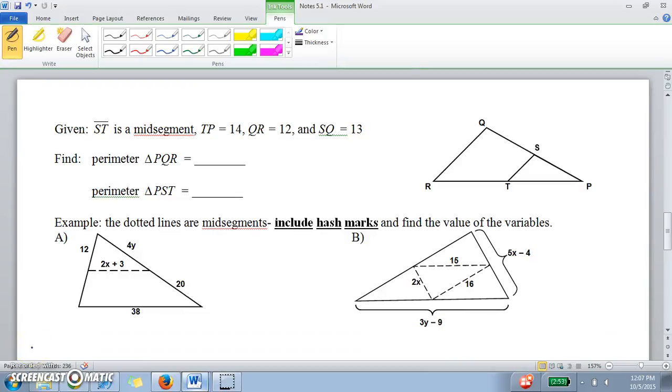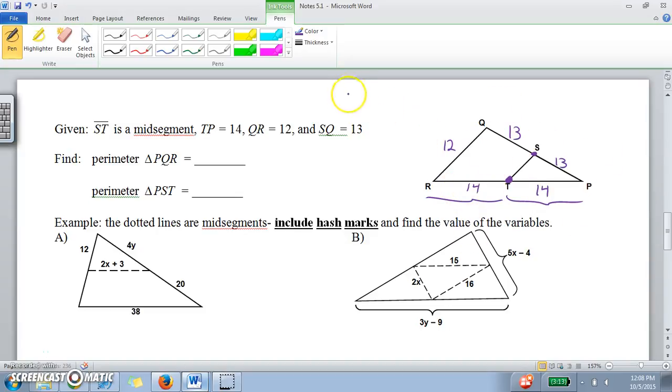Okay, we've got ST is a midsegment, TP is 14, so we'll label that. QR, this whole thing is 12, and SQ is 13. So we've got to find the perimeter of the whole triangle. We know that this is a midsegment, which makes both of these midpoints. So if this is a midpoint, then this piece is congruent to this piece, so this piece is also 13. And this piece is congruent to this piece, so this piece is also 14.